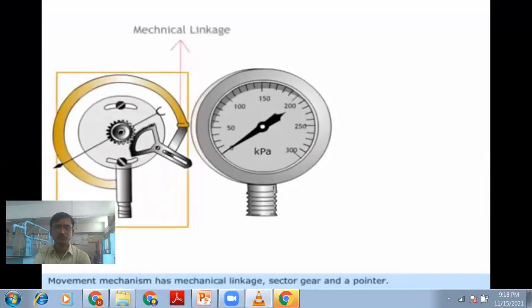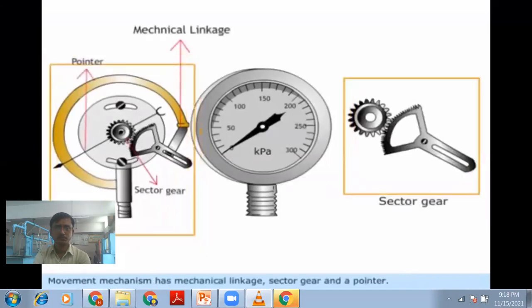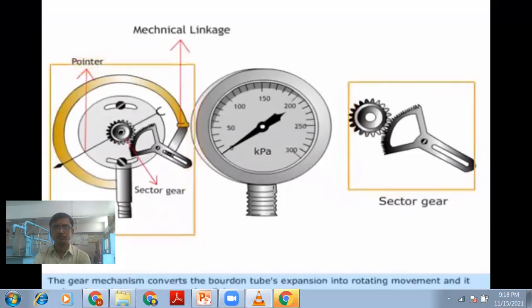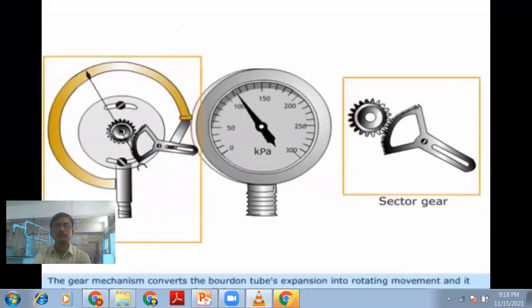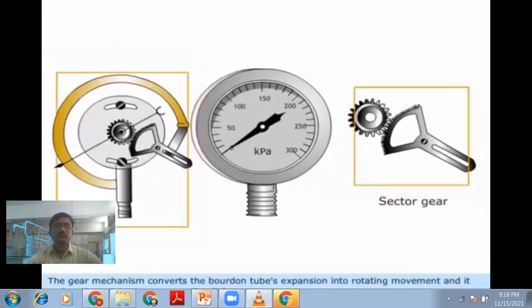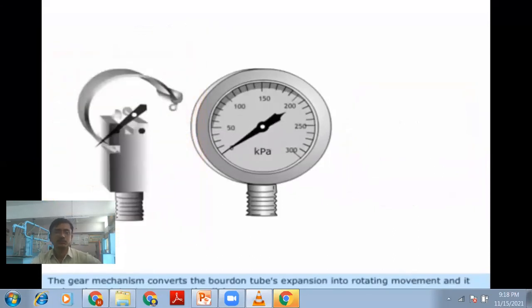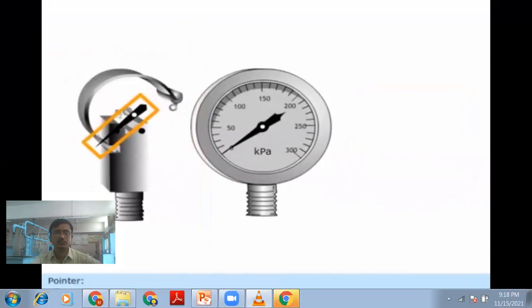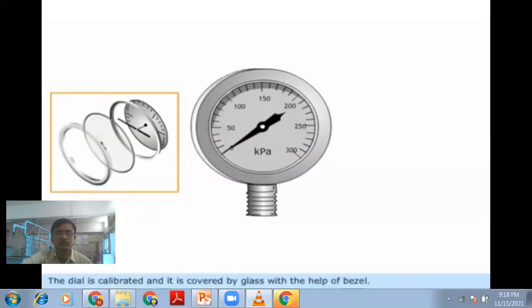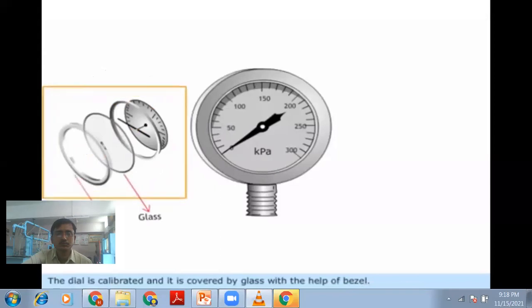The movement mechanism has a mechanical linkage, sector gear, and a pointer. The gear mechanism converts the Bourdon tube's expansion into rotating movement, and it makes the pointer move on the dial. Pointer. The pointer is made up of thin metal. It is attached to the rotating shaft. The dial is calibrated and it is covered by glass with the help of a bezel.